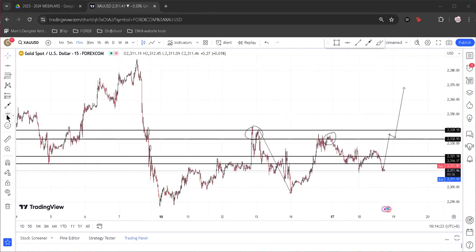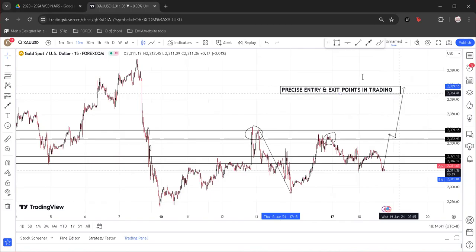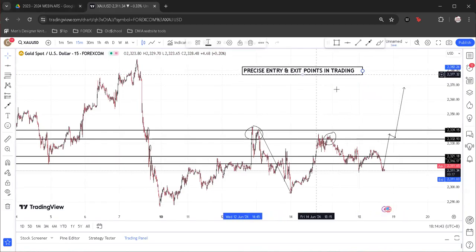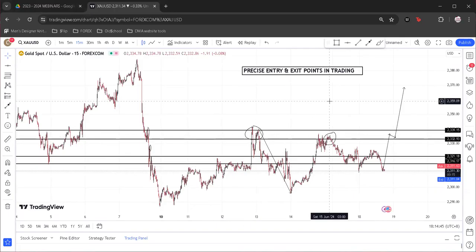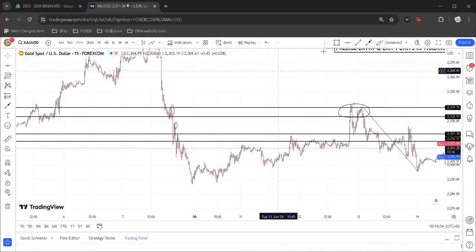Okay, guys, so today we're going to talk about precise entry and exit, right? This is our main agenda today, since most of you want to know how you could enter and exit precisely at the same time, right? So, for an example, let's take this market.